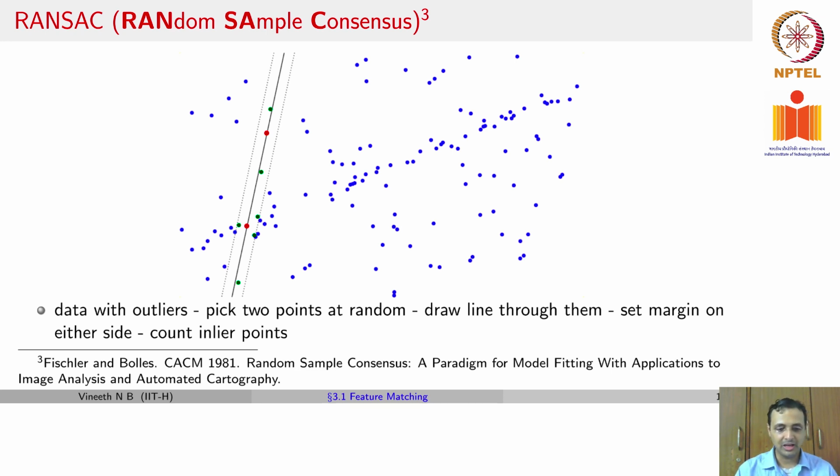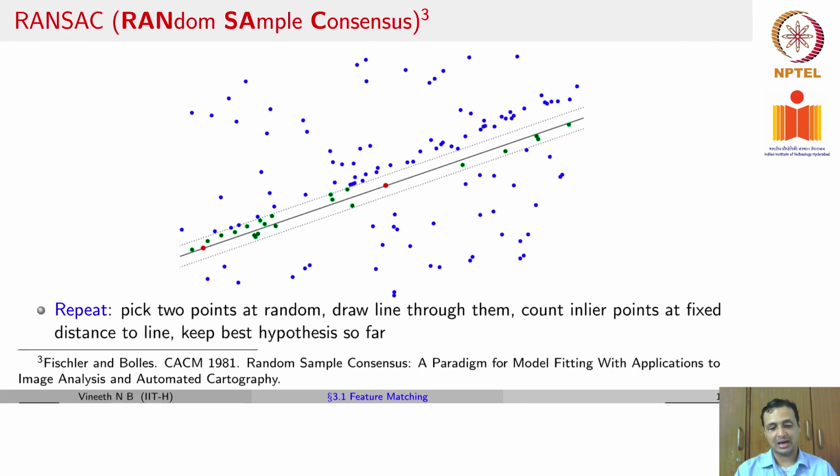You can see here in green that there are about 6 points that are in the neighborhood of this line that was fit on these 2 points. Now you take another 2 points randomly. Once again fit a line through those 2 points. Take a neighborhood and now count how many of your given data points lie inside this neighborhood.